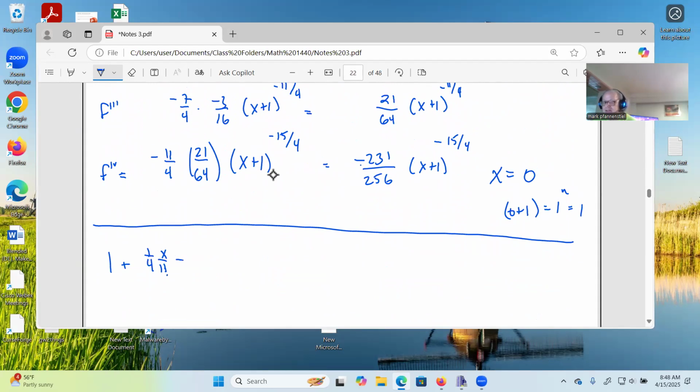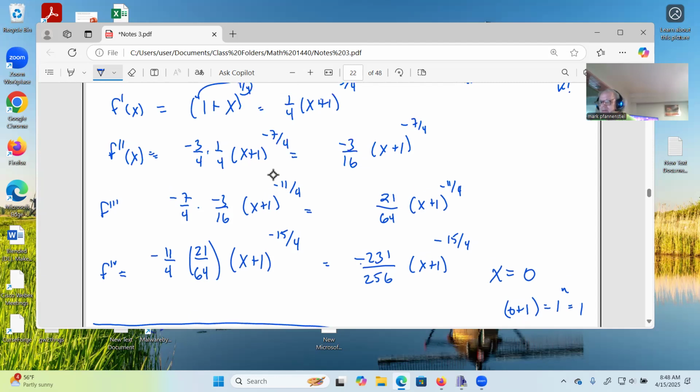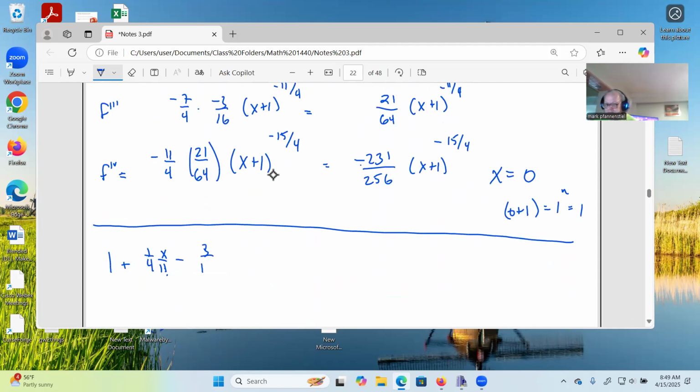Okay, my second derivative, so f double prime rather, that was -3/16. The function value at 0 is also 1, so we're going to say -3/16 times x squared over 2 factorial. And then when we go to our 3, we're going to be adding 21/64 x cubed over 3 factorial. And then finally, we have -231 over 256. Again, we put in 0 here, we get 0 plus 1 raised to that. We have x to the 4th over 4 factorial. Okay, and that's pretty much what we're looking at here.